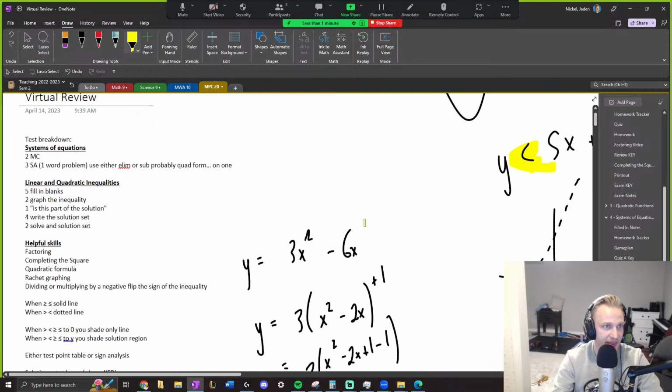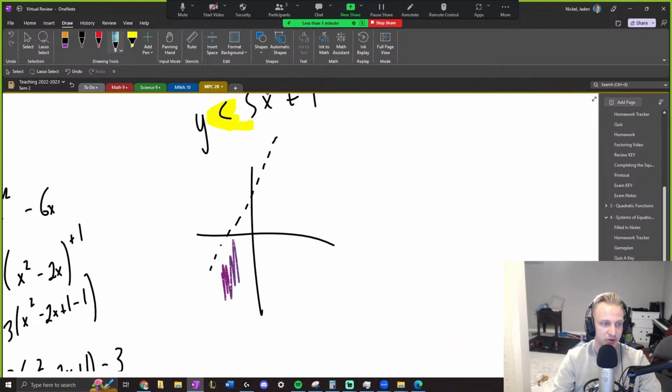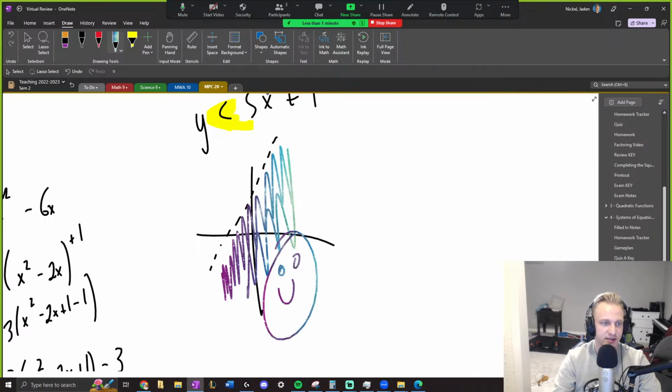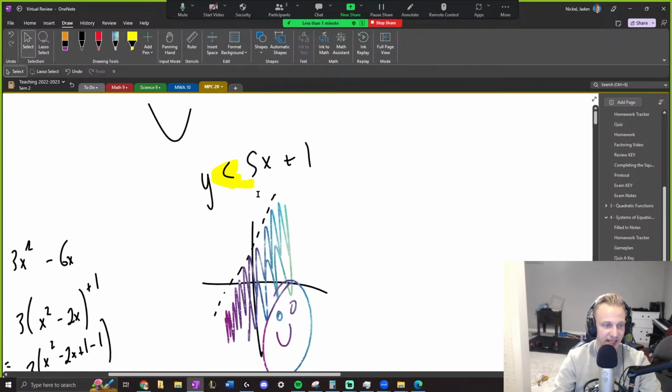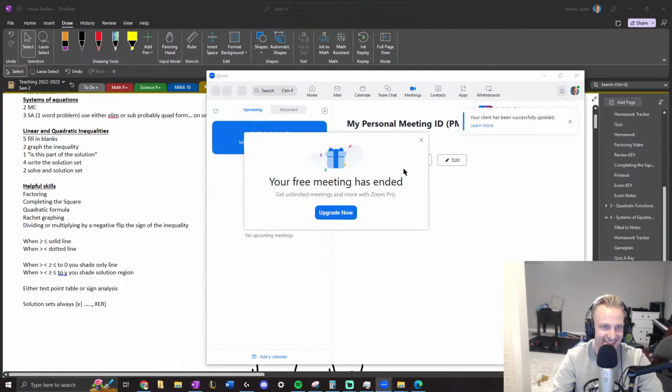And then remember when you're shading in a part of the solution, if you shade it in with a nice fun color, or draw me a picture or something, it's always worth bonus marks if you get the region correct and are able to fill it in with a nice, lovely picture. Obviously, it'll be better than my little smiley face there.